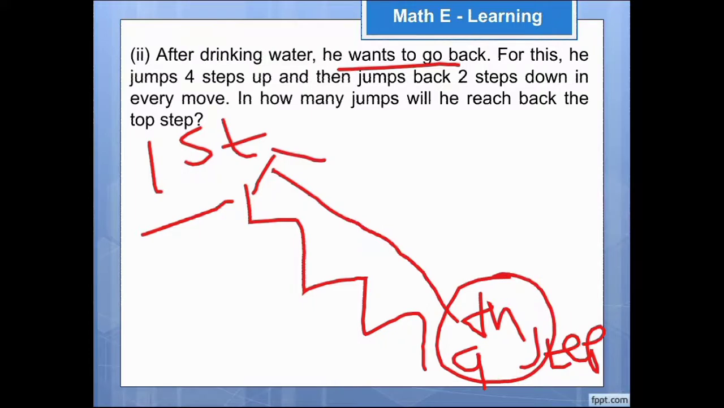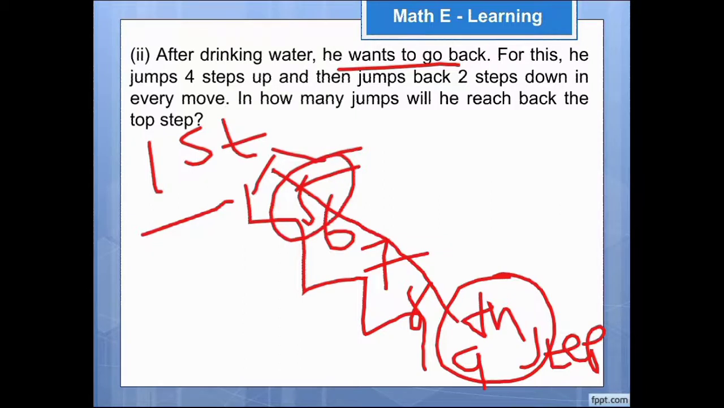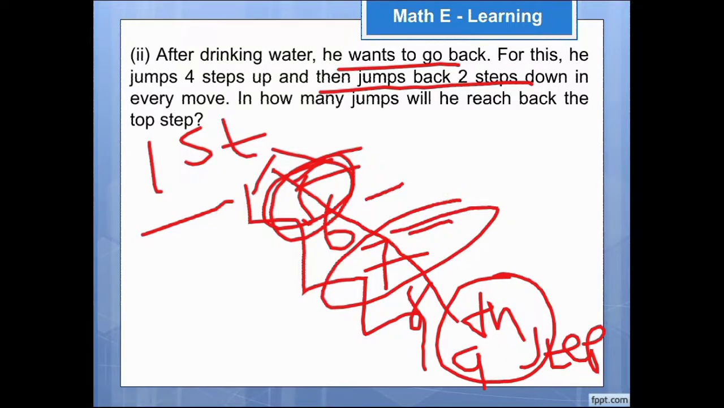Now his initial position is on the 9th step. He goes 4 steps up, 8, 7, 6 and 5. Okay, so he goes up and reaches the 5th step. Then he jumps back 2 steps down. So from this 5th, count 1 and 2, and he reaches this 7th step. In how many jumps will he reach back the top step?